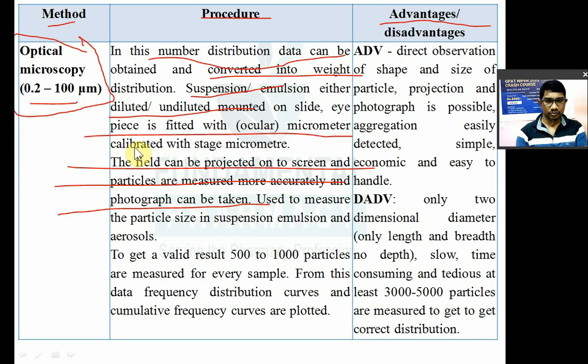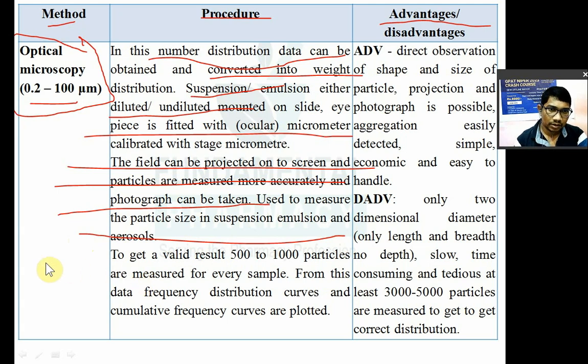Okay, and then you can measure a particle in a particular slot. Okay, that is the optical microscopy. Now it is used to measure the particle size in a suspension, emulsion and aerosol. What is the use of optical microscopy? To measure the particle size in the suspension, emulsion and aerosols.